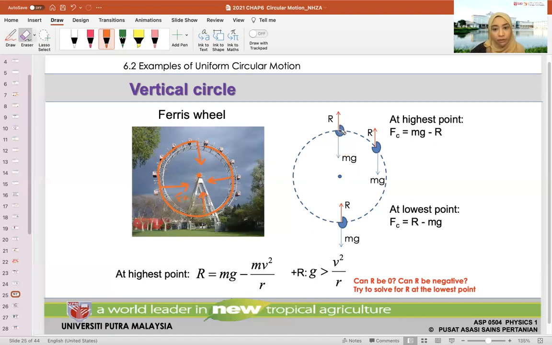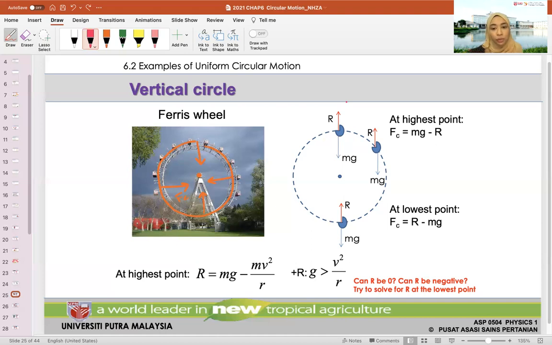Now here we have several forces. We have reaction force. This guy is sitting on the seat. Kalau kita naik Ferris wheel, kita kena duduk kan. Tak adalah tergantung tiba-tiba kan. Kena duduk dalam kotak tu, baru dia gerak, macam tu kan. So we have to sit, and when we sit, we have reaction force or normal force. This normal force is called R. And we also have our weight acting downwards, which is mg.